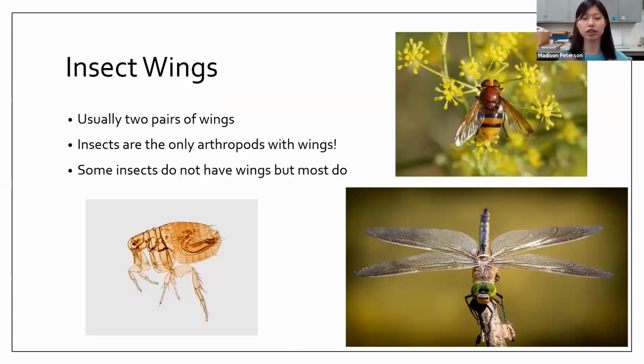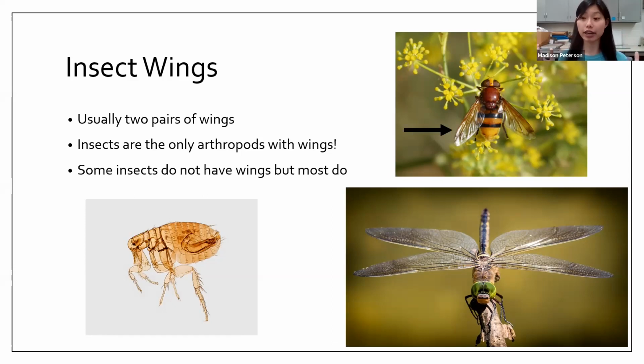And then wings also. So most insects have 2 pairs of wings. Some do not. What's really cool is that insects are the only arthropods with wings. And we mentioned before that arthropods make up 80% of all animals. Well, insects make up the majority of arthropods. So that means basically most animals on Earth are insects. And it's not a coincidence that insects are the only arthropods with wings. So these wings have really helped insects become successful on our planet.